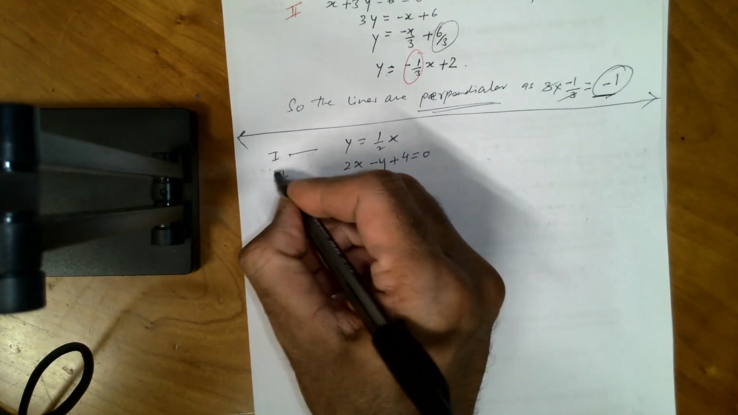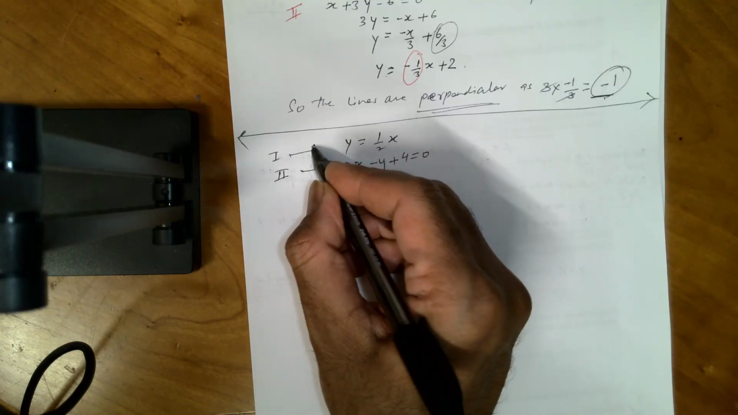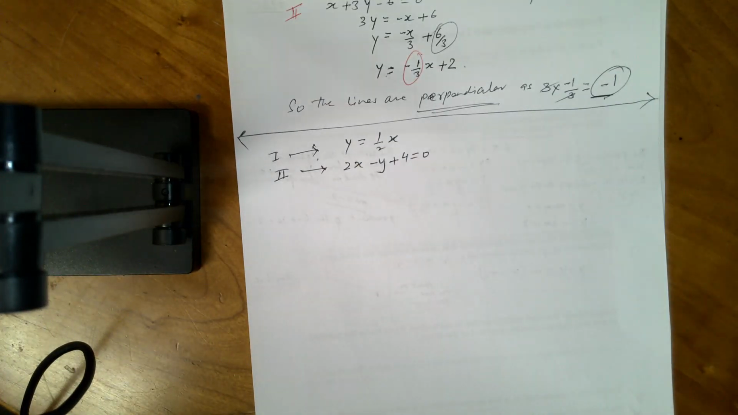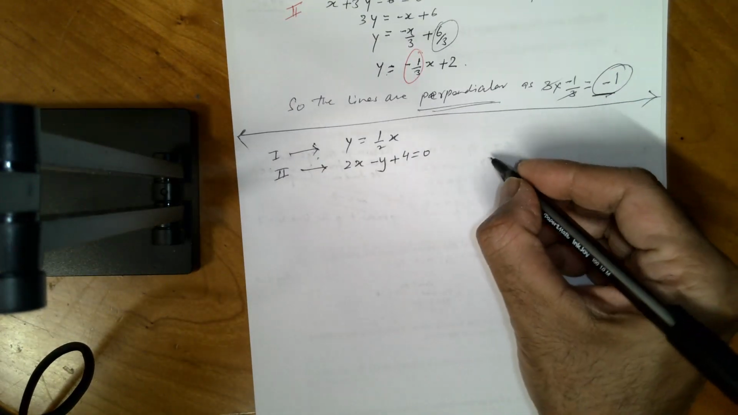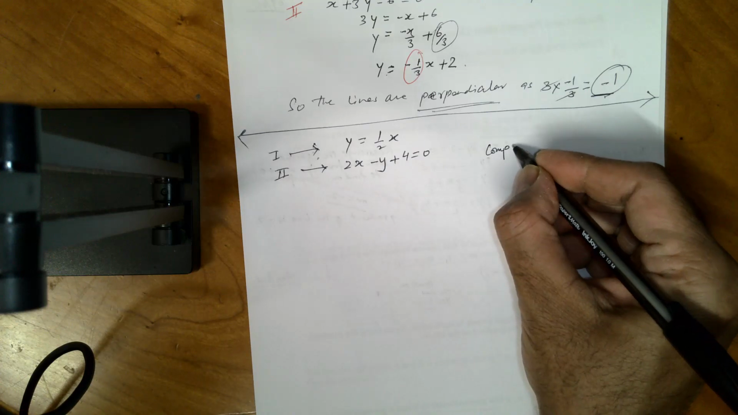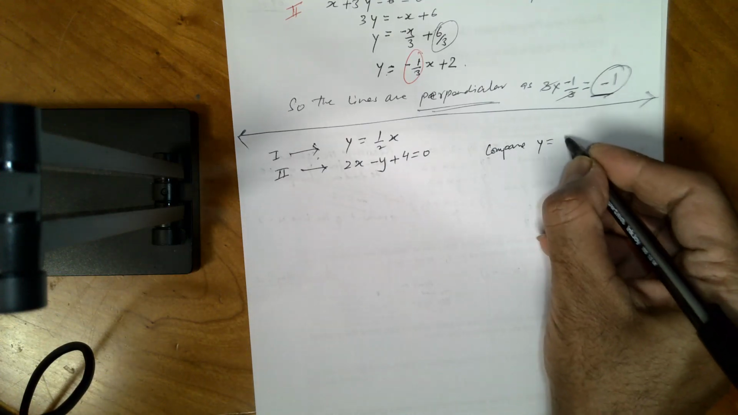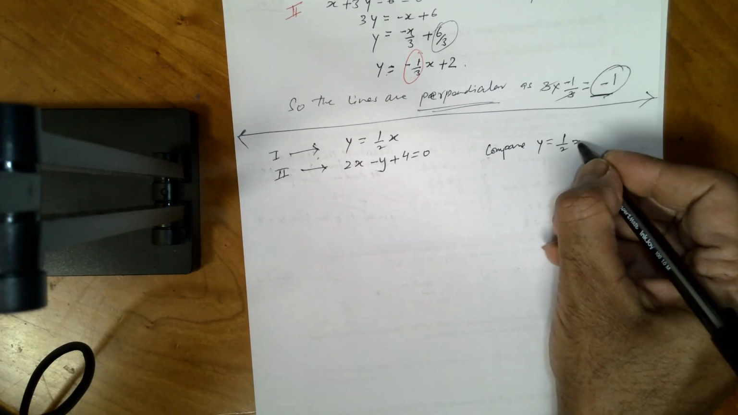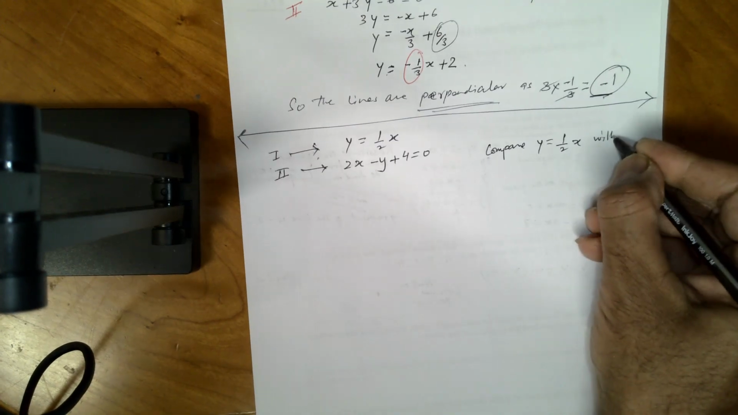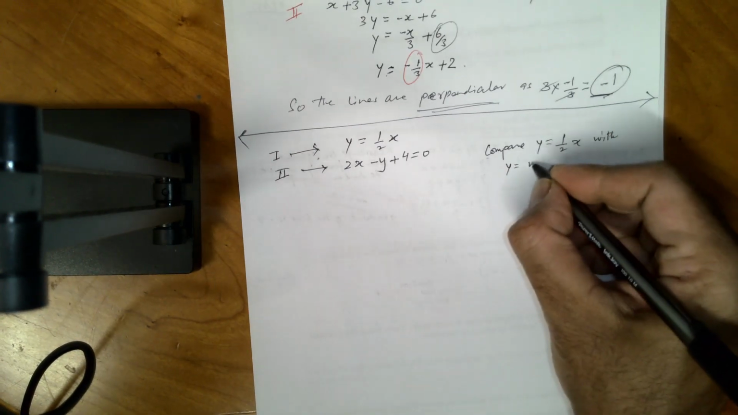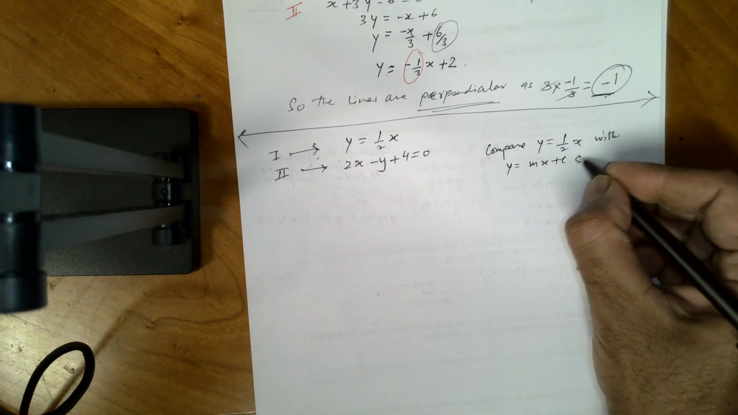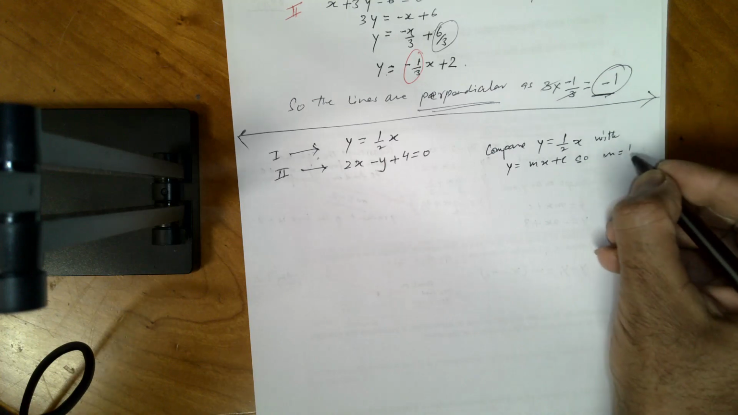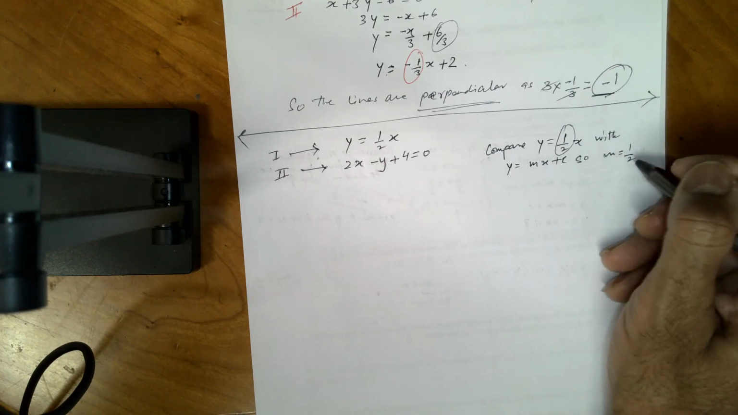This time I will label them equation 1 and equation 2, because in the last one I got confused about whether I was working on the same line, and obviously you don't want that in your exam. Same thing here: we compare the first equation, y equal to half x, with y equal to mx plus c. So your m is equal to half. The gradient is half.